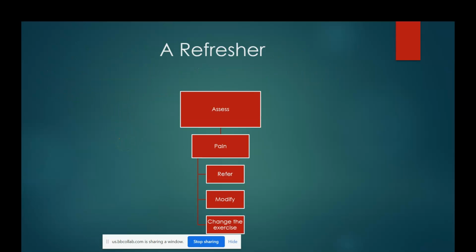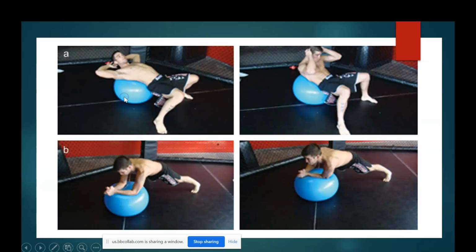As a refresher, if you assess somebody and they experience pain, there's one of three things that you can do. You can modify the exercise, you can change the exercise to a different exercise, or you could refer out to a professional that actually deals with pain. Or maybe one day that's you. You're the physical therapist who is working with somebody that is experiencing pain. When I talk about changing the exercise, we want to start to think about what causes that person pain.